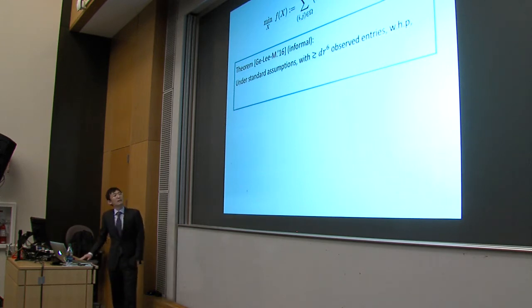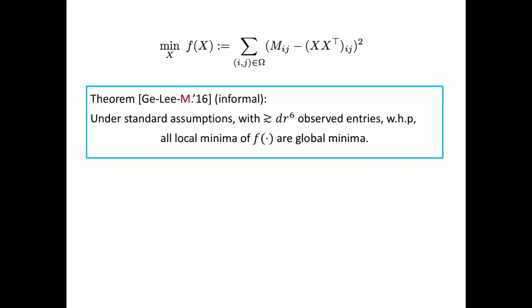Although d is much larger than r, so we thought getting the right dependency on d is the first priority. Under these assumptions, with high probability over the choice of the observation set, all local minima of the objective function f are global minima.